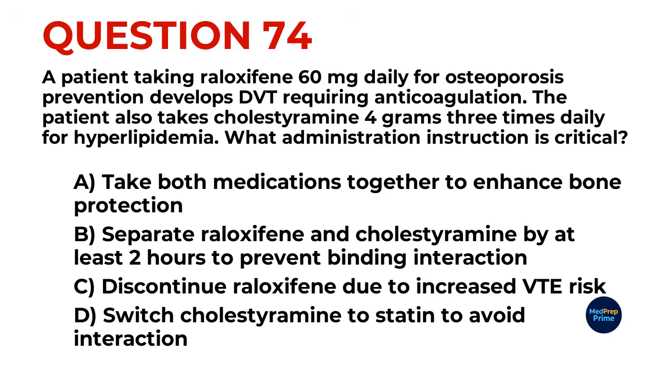A patient taking raloxifene 60 mg daily for osteoporosis prevention develops DVT requiring anticoagulation. The patient also takes cholestyramine 4 grams 3 times daily for hyperlipidemia. What administration instruction is critical?